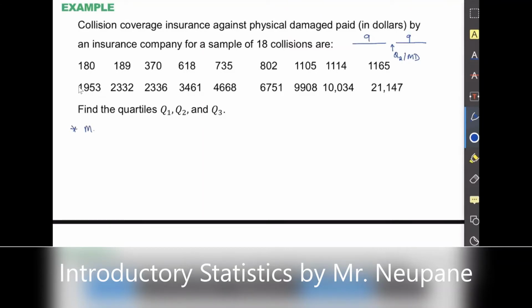The median, which is Q2, or you can write MD for median, is the average of 1165 and 1953. So 1165 plus 1953, divided by 2. 1165 plus 1953 is 3118, and when you divide it by 2, you get 1559. That is the median amount of payment made by the insurance company, $1,559.